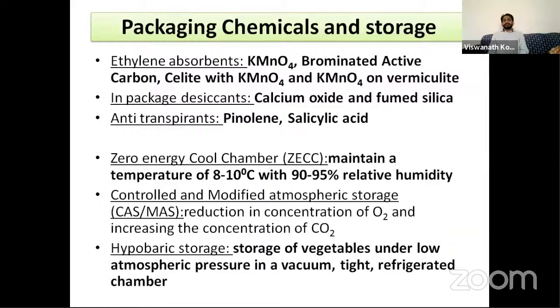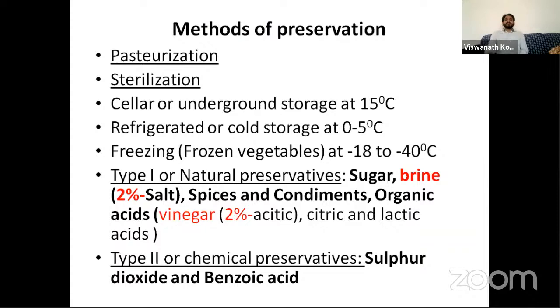Hyperbaric storage is completely vacuum. In modified atmospheric storage, we are changing the concentration of gases such as oxygen and CO2. In the case of hyperbaric storage, we remove the entire air from the storage space and we create an airtight vacuum. That is called hyperbaric storage. Hyperbaric means low pressure. Low pressure means removal of the air, creation of a vacuum.